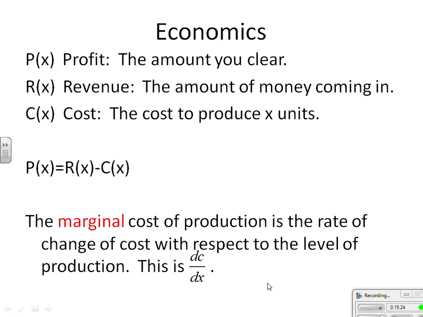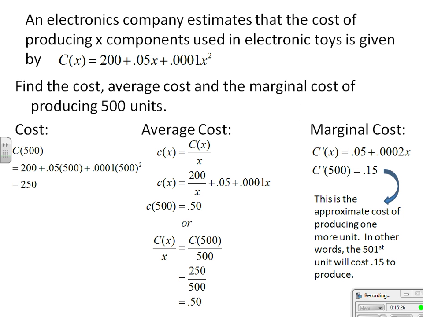So let's try an example. Here we have an electronics company, and it estimates that the cost of producing x components used in electronic toys is given by, and here's our equation. They label it C for the cost equation. Okay. So the question says find the cost and also the average cost and also the marginal cost of producing 500 units. So the straight up cost is just you plug 500 in for x.